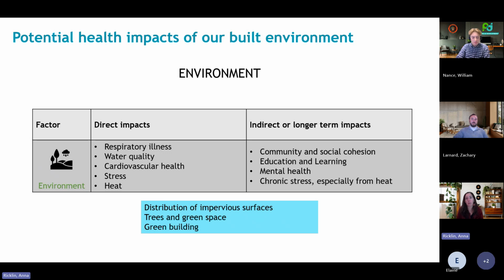A few things to think about with the environment are the distribution of impervious surfaces. So where are we seeing the heat island effect happening and where are we not seeing it happen as much? How can we include more trees and green space in our planning? And of course, thinking about green building.